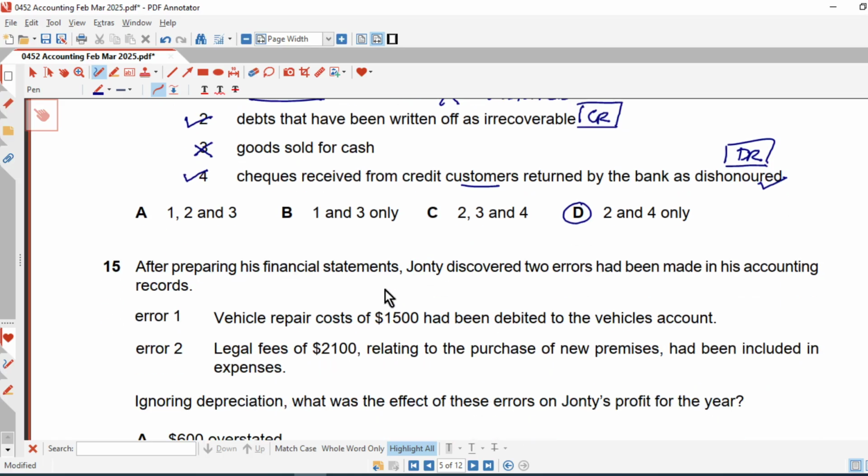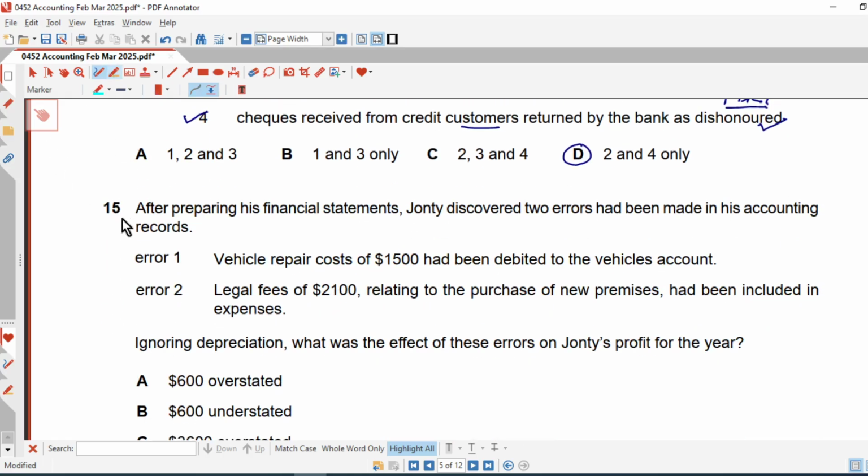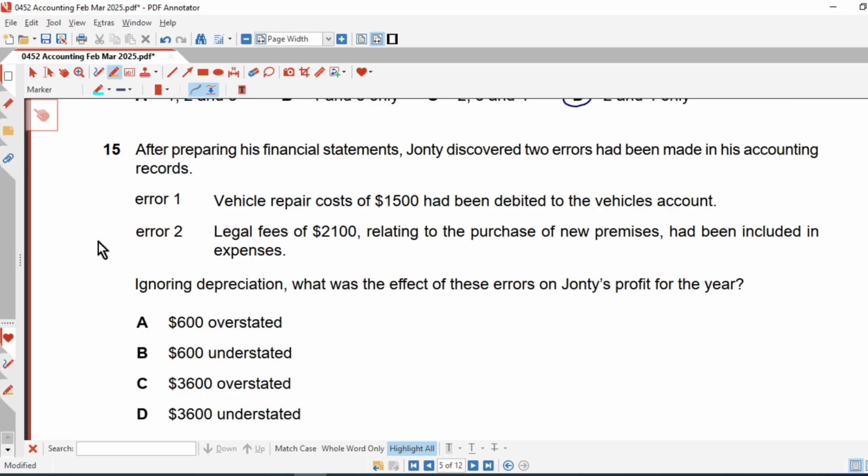Question 15. After preparing his financial statements, John T discovered 2 errors had been made in his accounting records. Error 1. Vehicle repairs cost of 1,005 was debited to the vehicle's account. Okay, so we made a little error of principle there. Supposed to be an expense, but we recorded it as an asset.